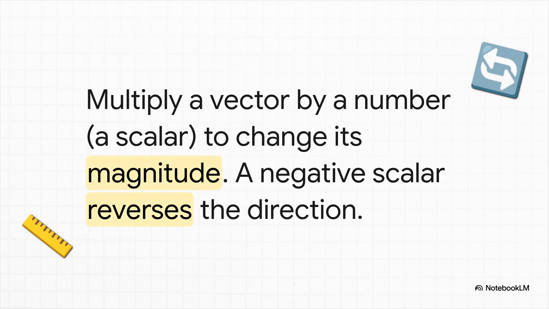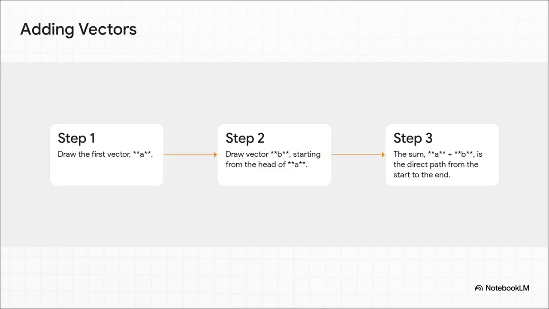And if you multiply it by a negative number like -1, you get -A, which is the same length but flips around to point in the completely opposite direction. We can also add them together. The best way to think about this is like following a map.